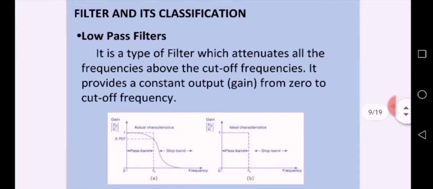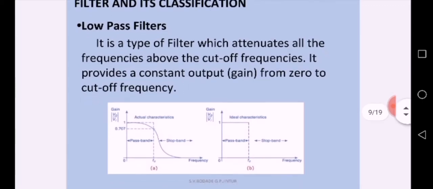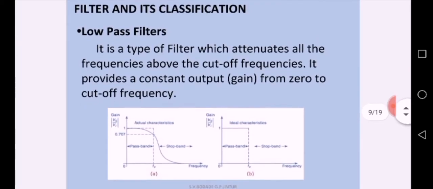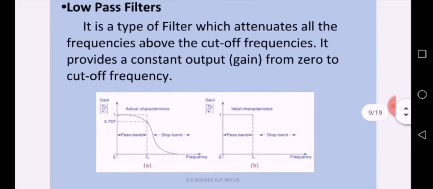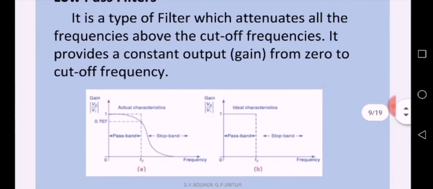First we will see the low pass filter. A low pass filter is a type of filter which attenuates all the frequencies above the cutoff frequency. It provides a constant output from 0 to the cutoff frequency. As you have seen, there are two characteristics: the first is the ideal characteristic and the second is the actual characteristic. In the actual characteristic, the graph of the filter starts from high and goes to low after that.